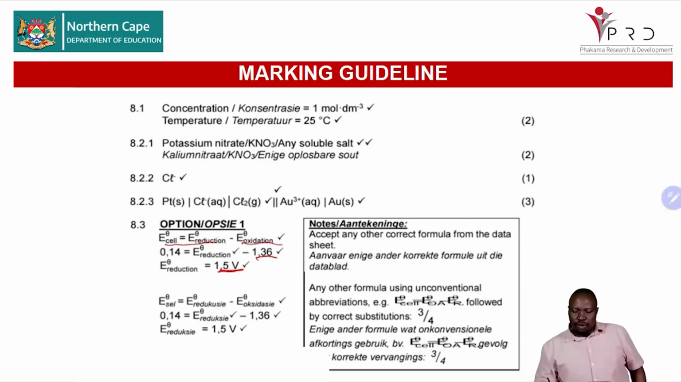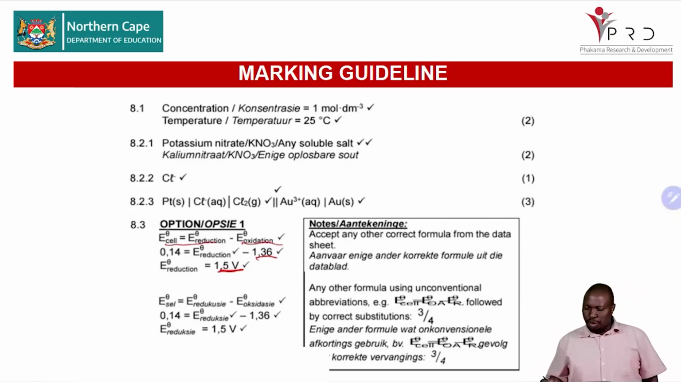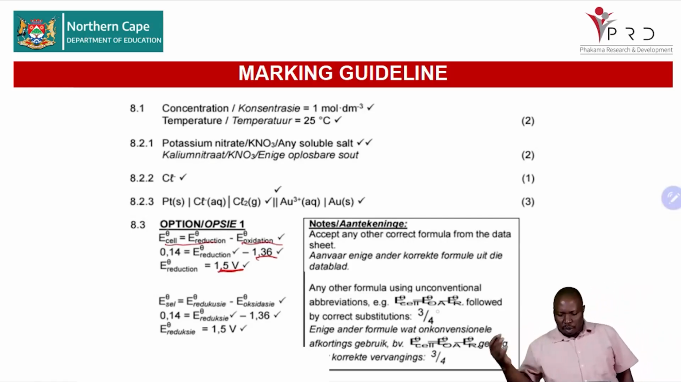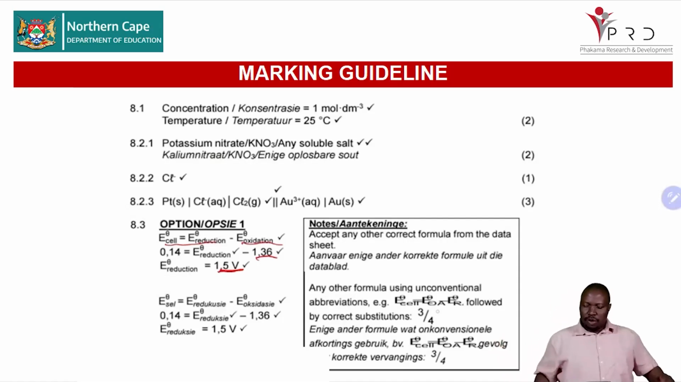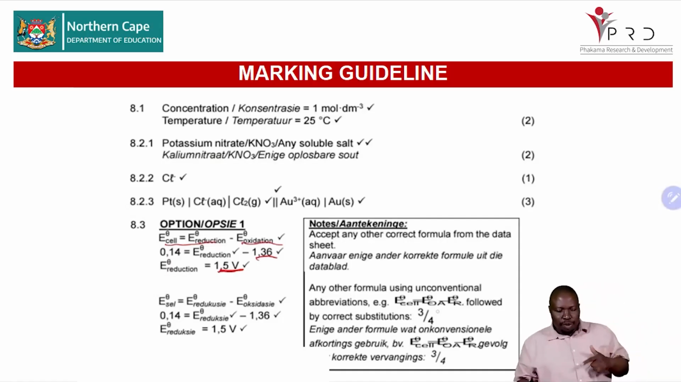It's important that you always copy the formula correctly. You can't do the shortcut of saying EOA or RA, all those things. You can't do that. You must definitely copy the formula the way it appears in the data sheet. I hope you got that one, and it will help you moving forward.